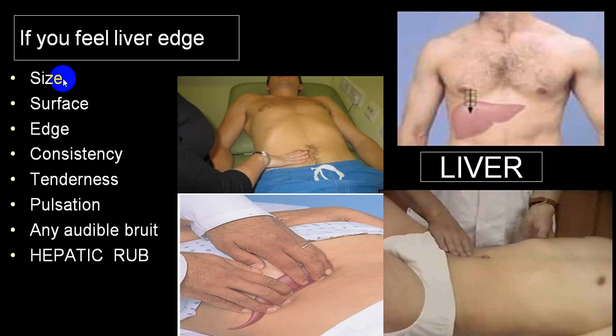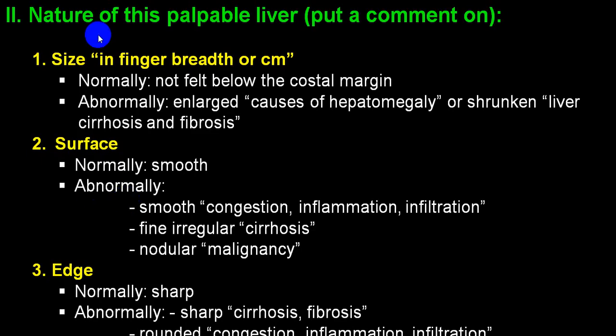Usually we say size, shape, surface, edge, consistency, tenderness, pulsation, and on auscultation, audible bruit or rub. If it is loud enough, it may even be palpable. That is, a rub may be palpable, a bruit may also be palpable, and pulsation will be palpable. We already mentioned this in liver enlargement.